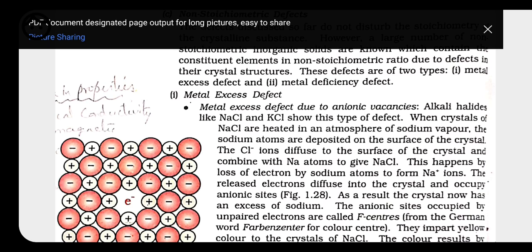So this sodium chloride is going to show the color yellow. If we are having lithium, it is showing pink color, and different ones are going to show different colors. We know the reason of the color: it falls into a certain visible range. According to these ranges only we are going to get color. So this electron is going to make the crystal colorful. That is called metal excess defect due to the anionic vacancy.